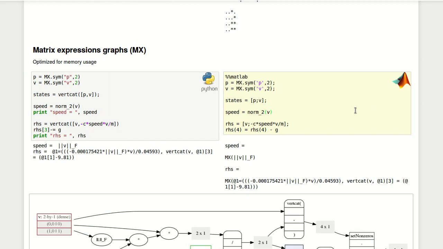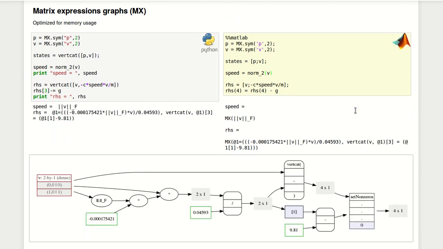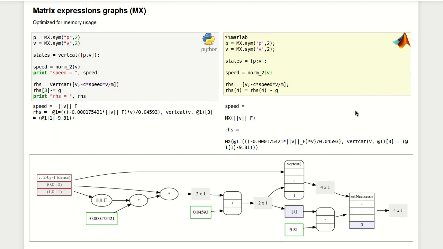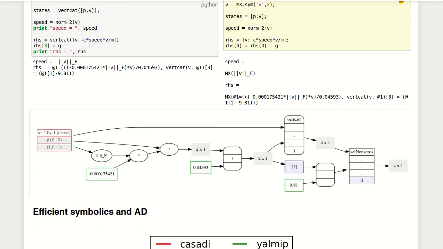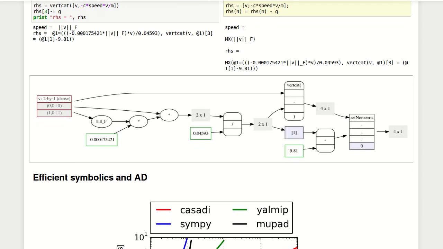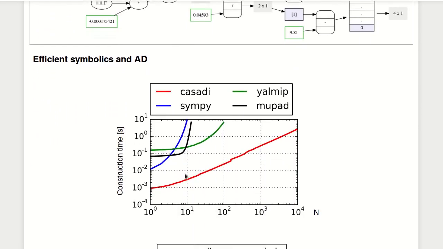So I just started out with replacing SX by MX, and the rest is exactly the same. And you can see in the printout or in the graph that, for example, the operation of taking the 2-norm is not rolled out into scalar operations. It's just preserved as one node, which is the norm taking. Okay, so far so good. So what CasADi offers on a high level is efficient symbolics and algorithmic differentiation.